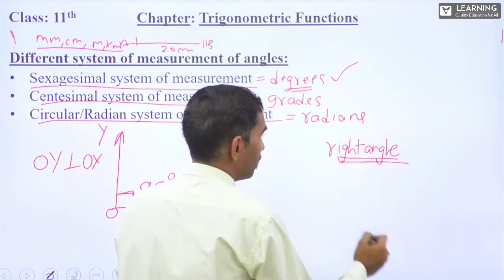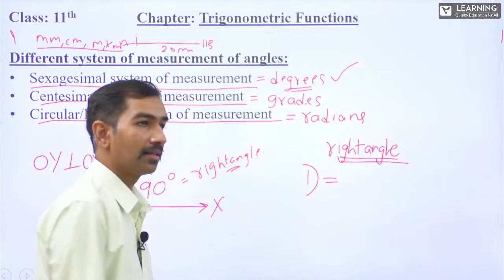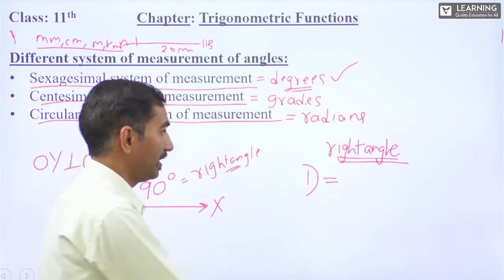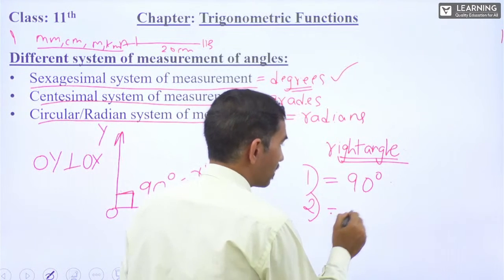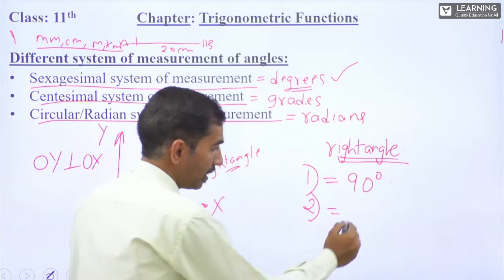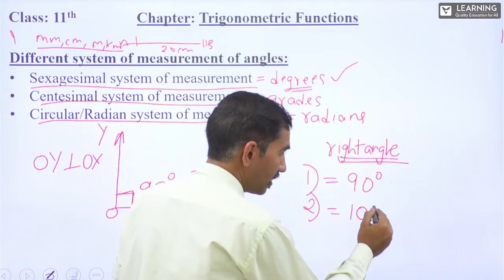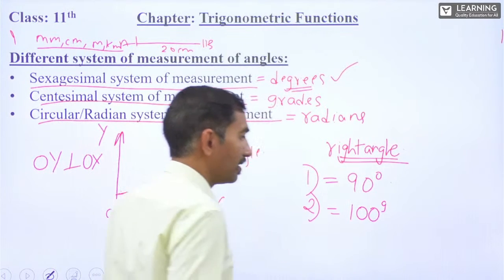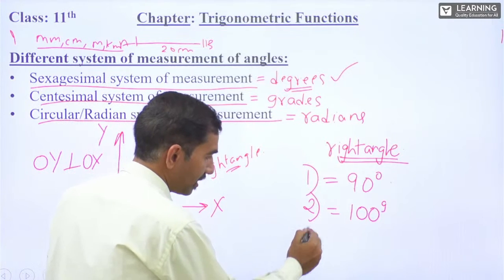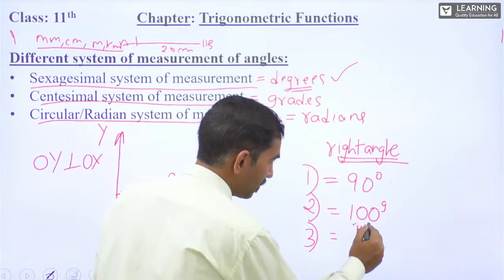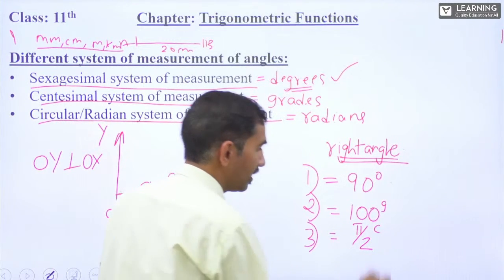So one right angle equals how many degrees? 90 degrees. One right angle equals how many grades? 100 grades, written as 100 to the power of g. And one right angle equals how many radians? One right angle equals pi by 2 radians.